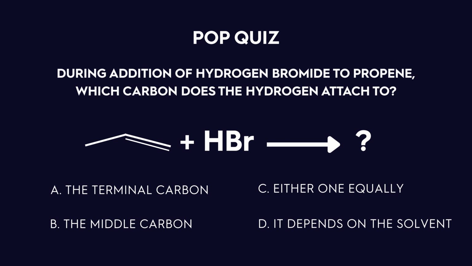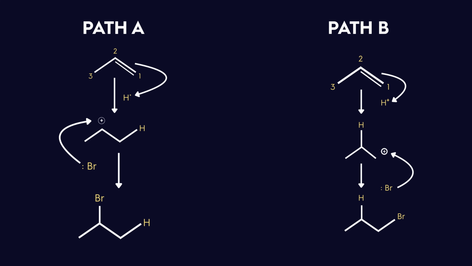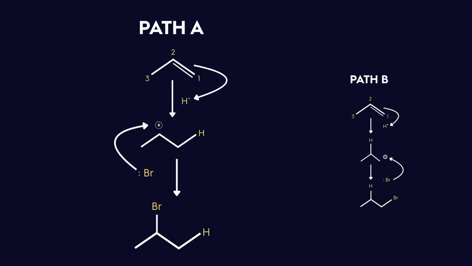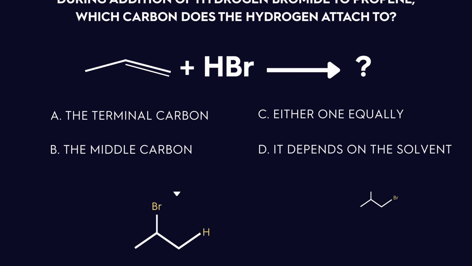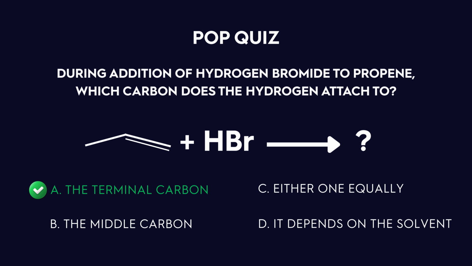Time to reveal the answer to the pop quiz. When hydrogen adds to the terminal carbon, it creates a more stable secondary carbocation on the middle carbon. Then bromide attacks that site, giving isopropyl bromide. This is Markovnikov's rule in action. The pathway that forms the more stable carbocation proceeds faster and wins.